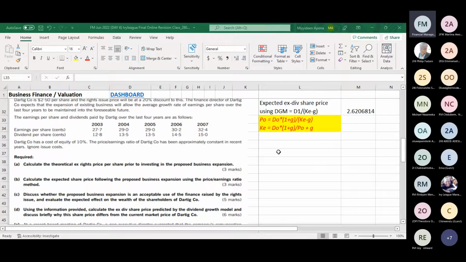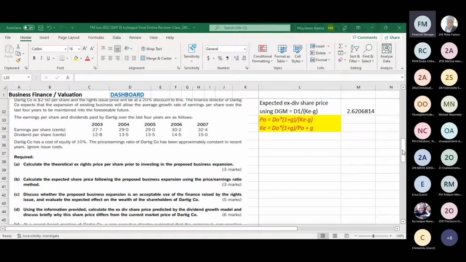Very cheap question. What do you think you are asked to do there? Very good market. Sorry? Or what would be your response? Why do you think this price differs from the current market price of Datico?